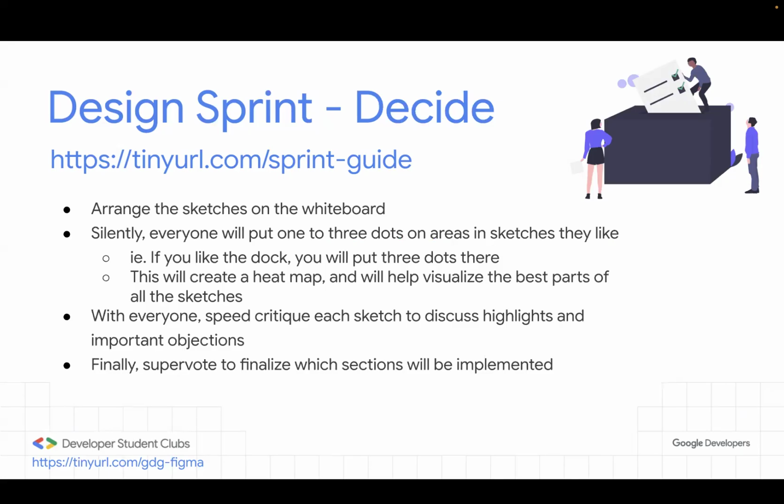And then as you consolidate all those dots and votes, you'll create a heat map of the best parts of each sketch. This allows you to quickly critique each sketch, discuss highlights, and take it one step further into fleshing out the idea, making the idea more of a reality. And then from there, you have a heat map of which sketches of an idea look best, and you can choose which ones you want to actually prototype.